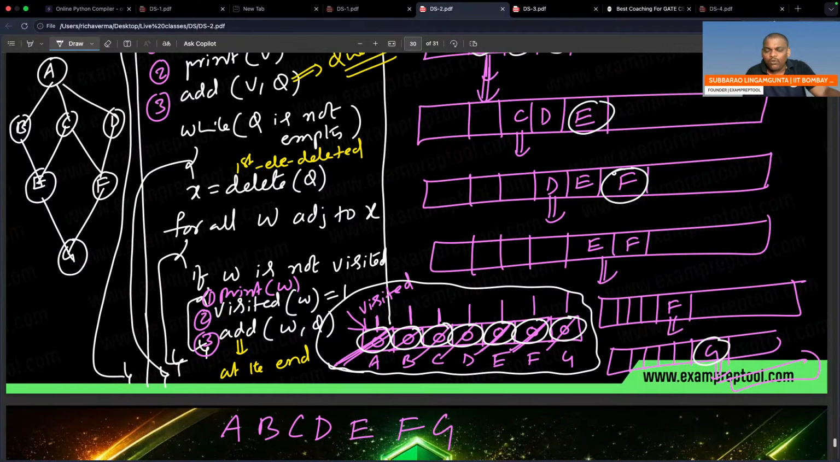It will be very useful for GATE also, placements also. Everywhere it is very useful. That is the reason I did that much deep research. I am explaining so deeply because it is asked many times. These questions from graph traversal are asked many times. It will be useful for placements. For GATE most importantly, every time 1 or 2 questions will come.